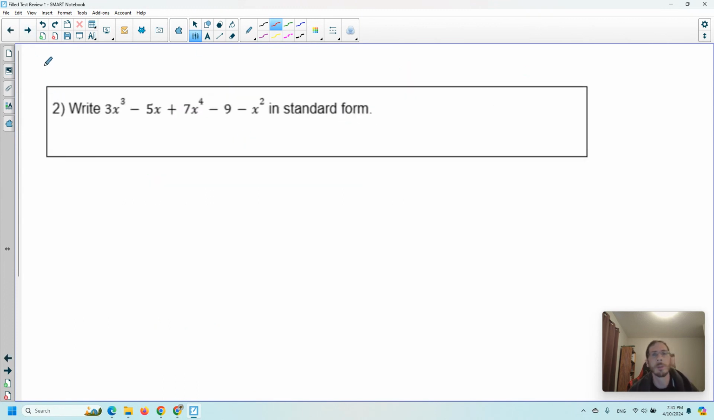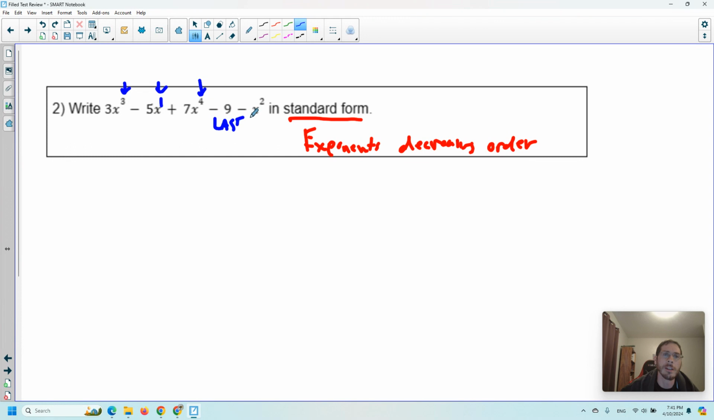All right, for number 2, we need to write this in standard form. So you have to remember that the rules of standard form are the exponents need to go in decreasing order. So if I look, I want to find out which one's got the highest exponent. So if I look at my exponents, we got a 3. Remember, that's a 1. That's a 4. This is a 0 because there's no x's. So this one's going to go last. I know that one's at the end.